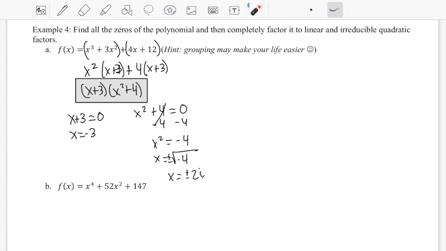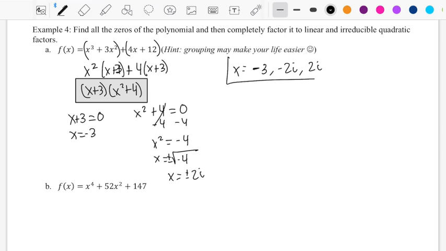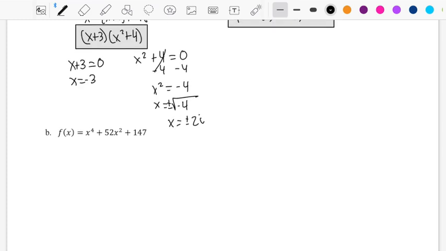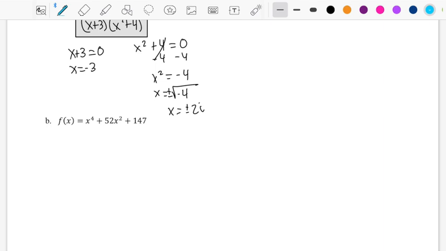Now remember, we started this with a power of the third. So we should have 1, 2, 3 solutions. And in fact we do. So our solutions would be that x equals negative 3, x equals negative 2i, and x equals positive 2i. Let's do another one. So this one has an x to the 4th. There should be 4 solutions. I'm going to go ahead and use u substitution to try and work this one out.